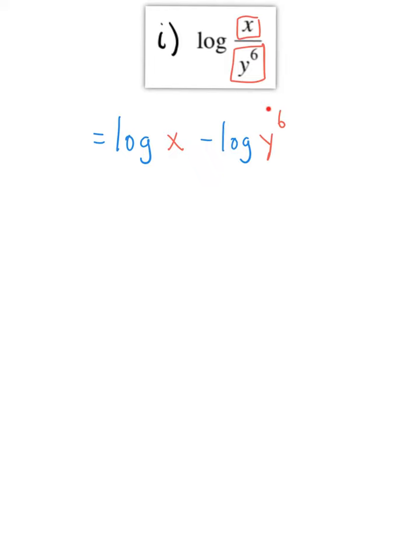Okay, and now in this second log, the exponent 6 applies to everything. There's only a y in the argument of the second log, so since the 6 applies to everything, we can pull it out front and have it multiplied by this second log. So the first one stays the same, log x minus, and then this 6 gets put out front and multiplied by log y, and that'll be the final answer.